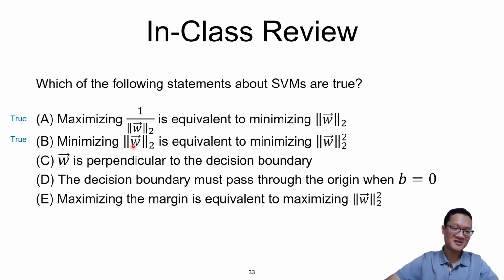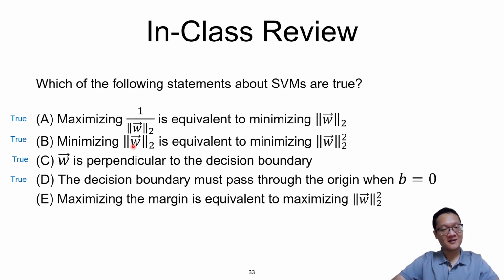C, W is perpendicular to the decision boundary. This is again true. We covered that in the beginning with the geometry of everything. D, the decision boundary must pass through the origin when B equals 0. Okay, so just a reminder that this is true. So we just looked at that in the last review question.